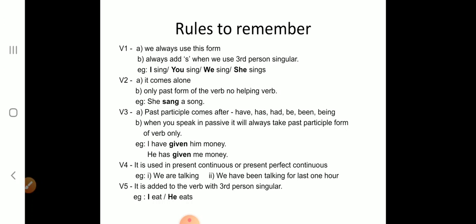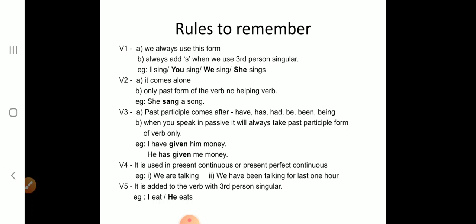There are some rules to remember. Now V1, which is the present or the root form of the verb, we always use V1 form of verb. Always add s when we use the third person singular. Example, I sing, you sing, we sing, but it is she sings.